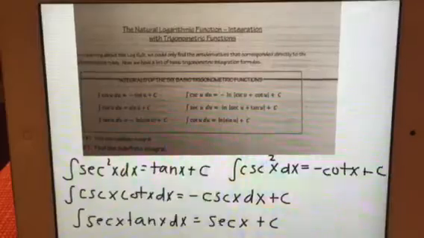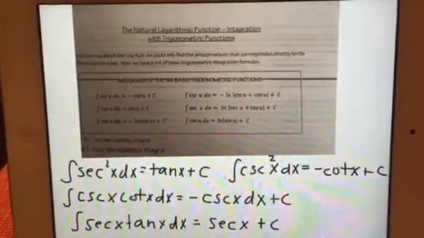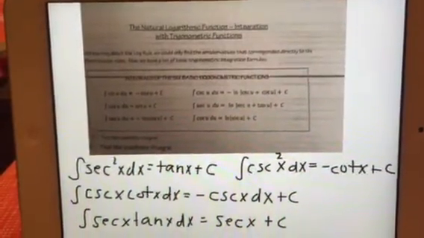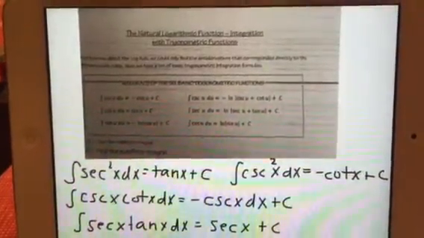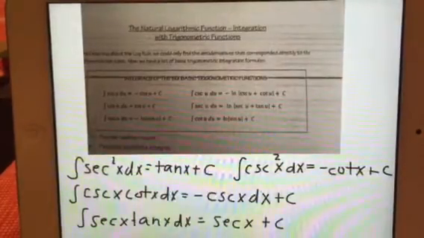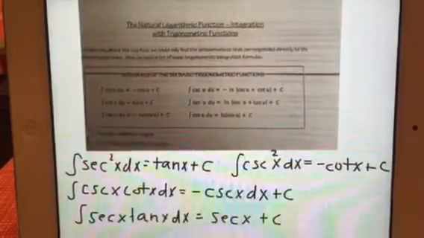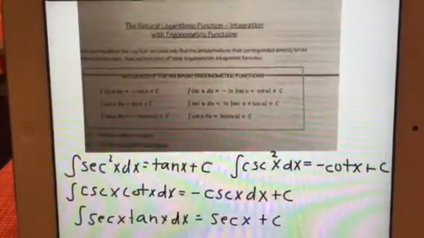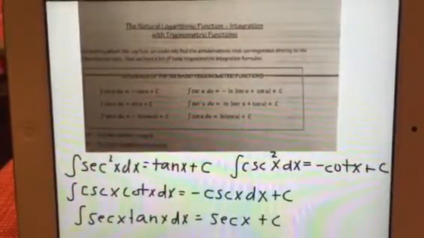This video is on the natural log function of integration with trig functions. Up until now, we knew how to find the integral of trig functions if they went directly back to the derivatives that we know of. Now I've included a list of the basic trig integration formulas, such as the integral of secant u, the integral of cotangent u, the integral of cosecant u, and of course the integral of tangent u. I've also included the ones that we've already studied before. So let's do some examples now.